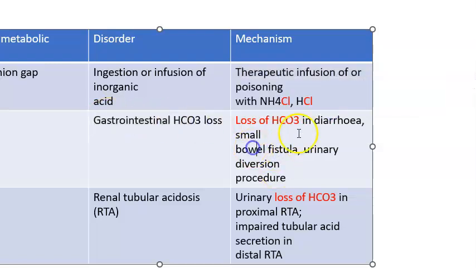With gastrointestinal loss in diarrhea, what is happening? You're losing bicarbonate. And in urine, renal tubular acidosis, this is RTA. This is a very important term you should know. RTA, renal tubular acidosis. Again, there is loss of bicarbonate. Okay, so you should know this.